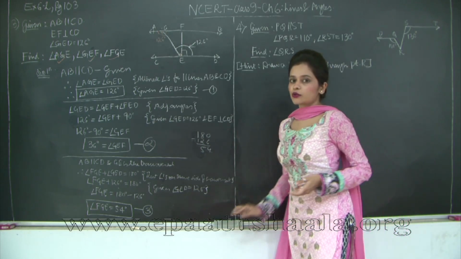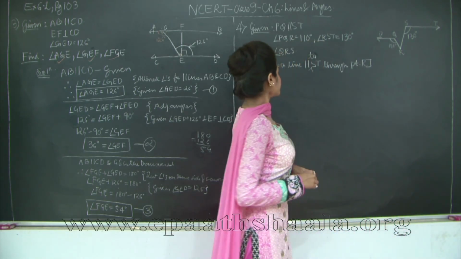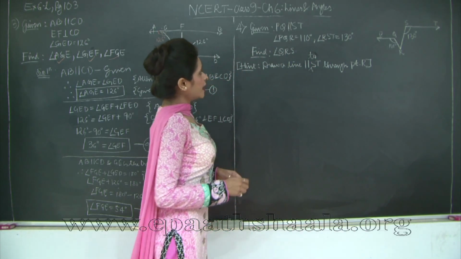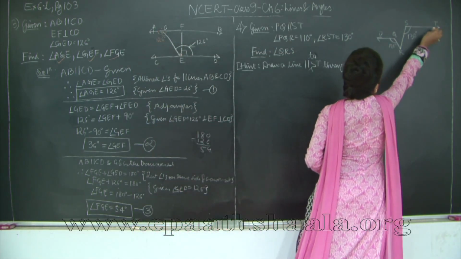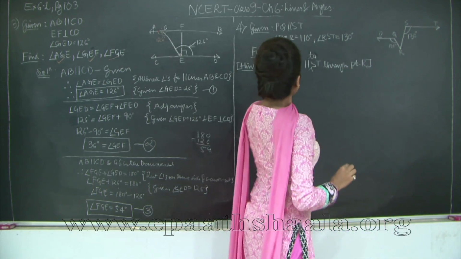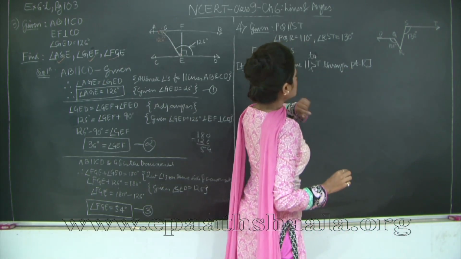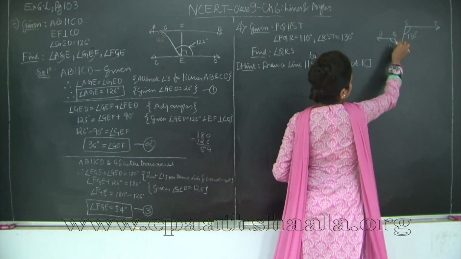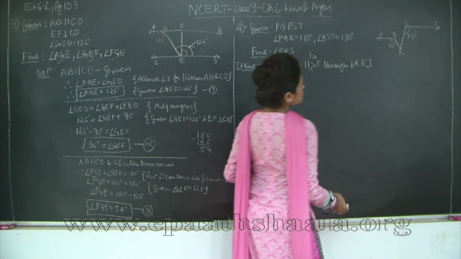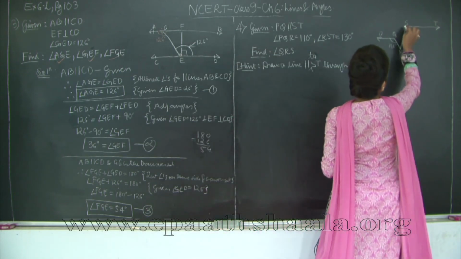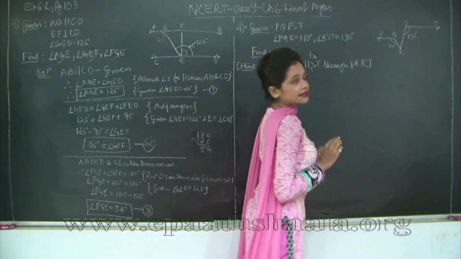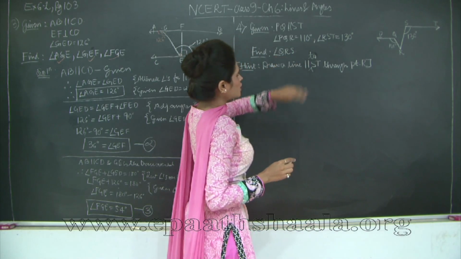Now let's proceed to question number 4. So I have PQ parallel to ST. So PQ here is parallel to ST, right? Angle PQR is equal to 120 degrees. So I have marked this over here. This angle is 110 degrees and RST is 130 degrees. So this angle here is 130 degrees. Now we need to find the measure of angle QRS.